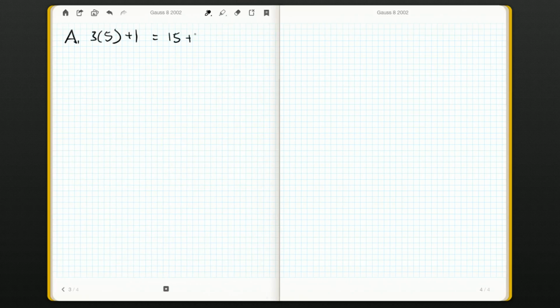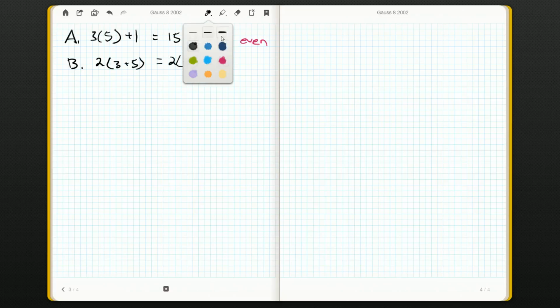So this is 15 plus 1, that's equal to 16, and that is definitely an even number. And we're looking for an odd number. Okay. 2 times 3 plus 5, well, we do what's in brackets first. So that's going to be 2 times 8. Well, that's also 16, and we already said 16 is an even number.